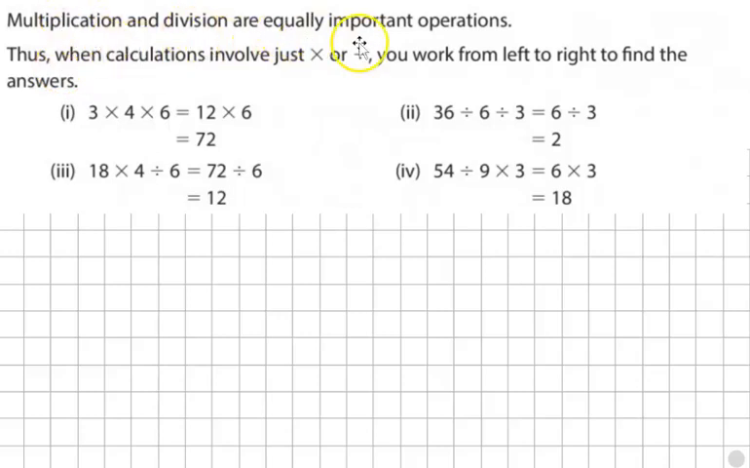Multiplication and division are equally important operations. Thus, when calculations involve just multiply or divide, you work from left to right to find the answers. So 3 times 4 times 6 is 12 times 6, which is 72. 36 divided by 6 divided by 3 is 6 divided by 3, which is 2. 18 times 4 divided by 6 is 72 divided by 6, which is 12. And 54 divided by 9 times 3 is 6 times 3, which is 18.